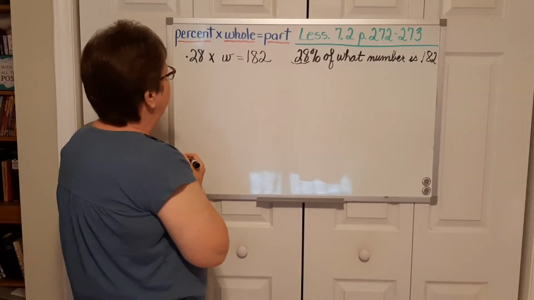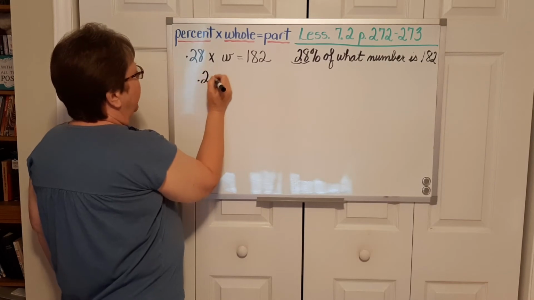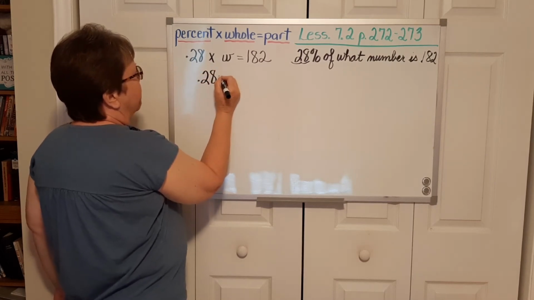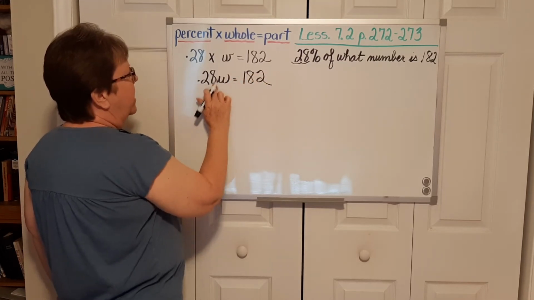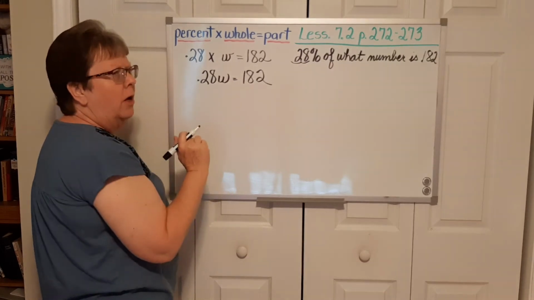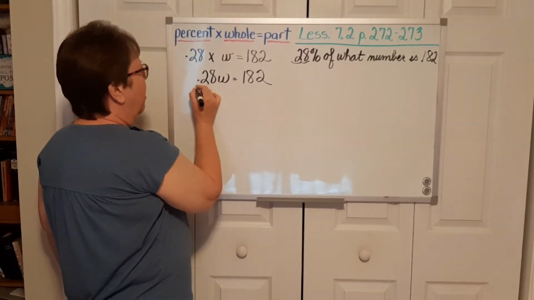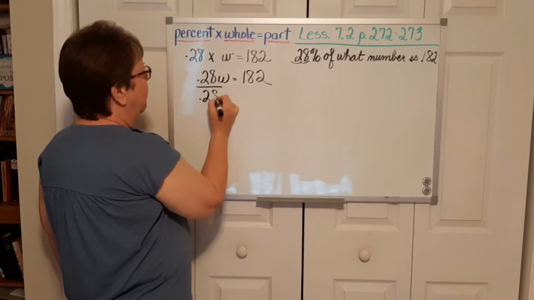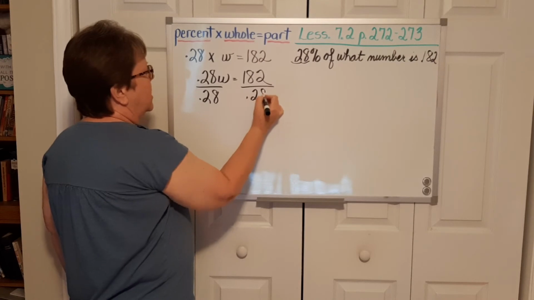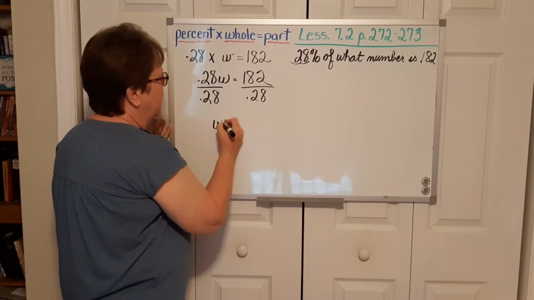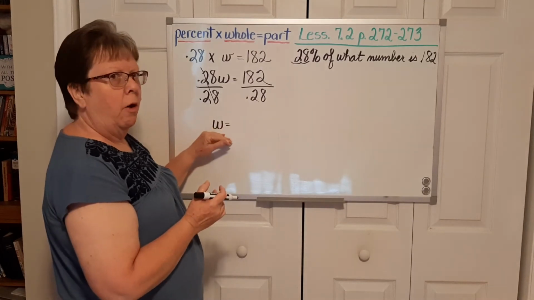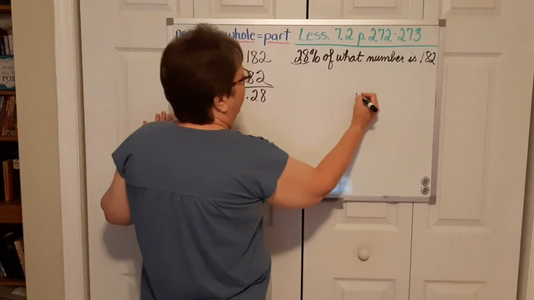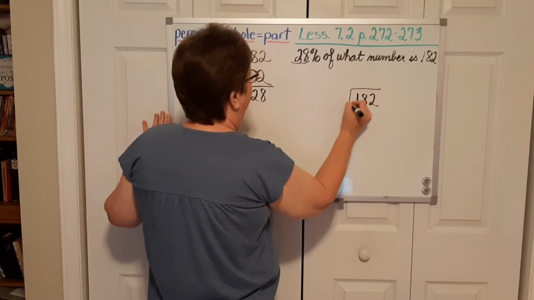Okay, so now, again, this is 0.28W equals 182. It's like 0.28 times whatever our whole number is will equal 182. So to undo our multiplication, we have to divide. We'll divide both sides by 0.28 because our goal is to get our W on this side by itself, which we did because 0.28 divided by 0.28 is 1. So we're left with one whole, whatever the whole is. So now 182 divided by 0.28.